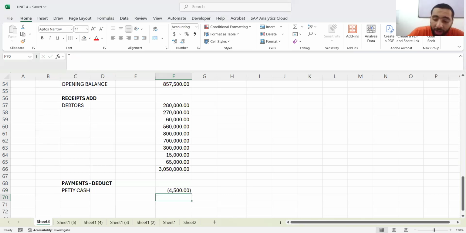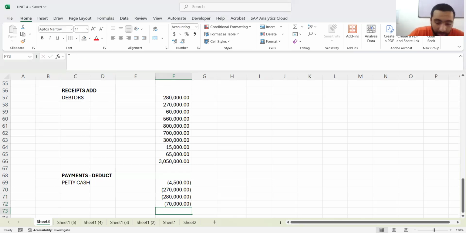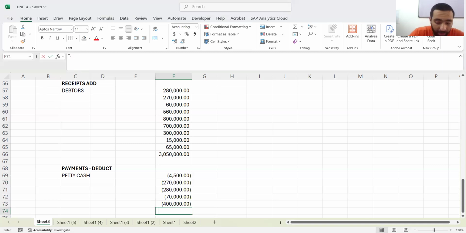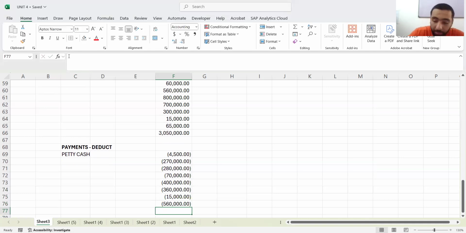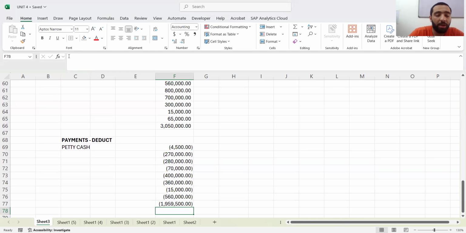And then creditor payment through check, minus 270,000. Very simple. Salary payment minus 280,000. Electricity bill minus 70,000. Creditors minus 400,000. Purchases minus 360,000. Telephone bill minus 15,000. Creditors minus 560,000. Right? Very simple. To get the total, it will give you 1,959,500.